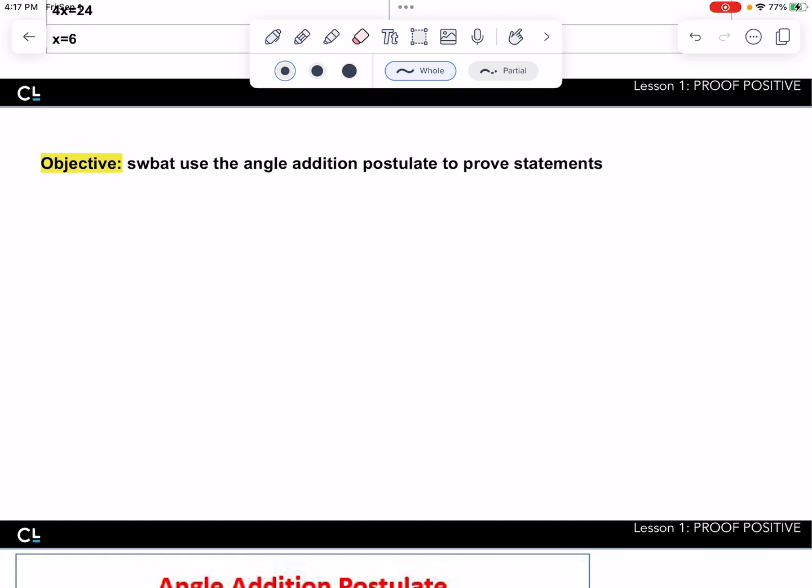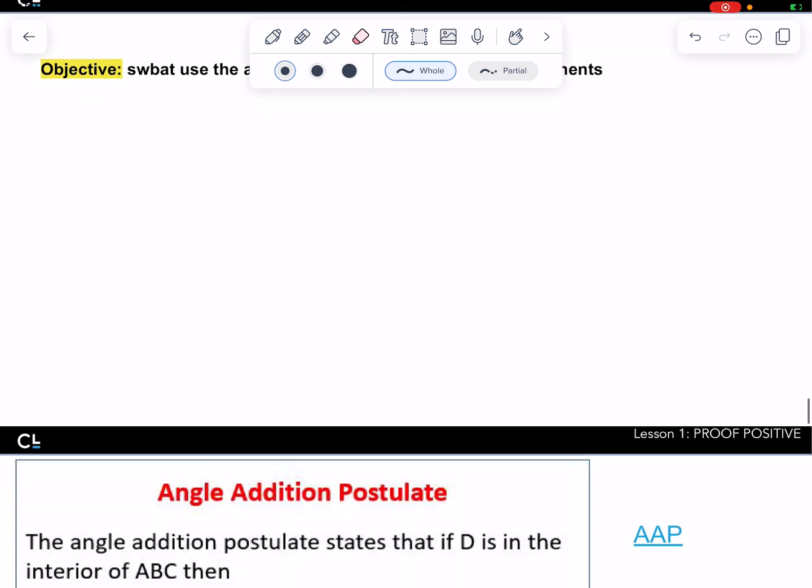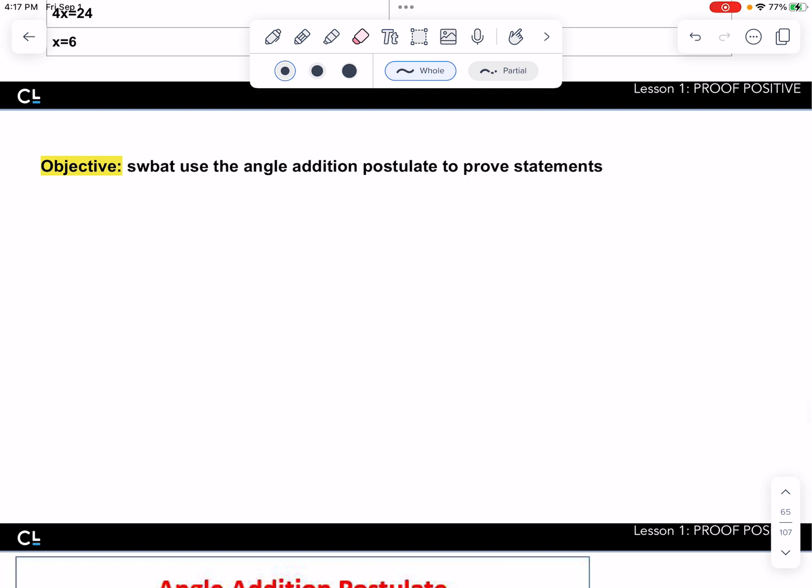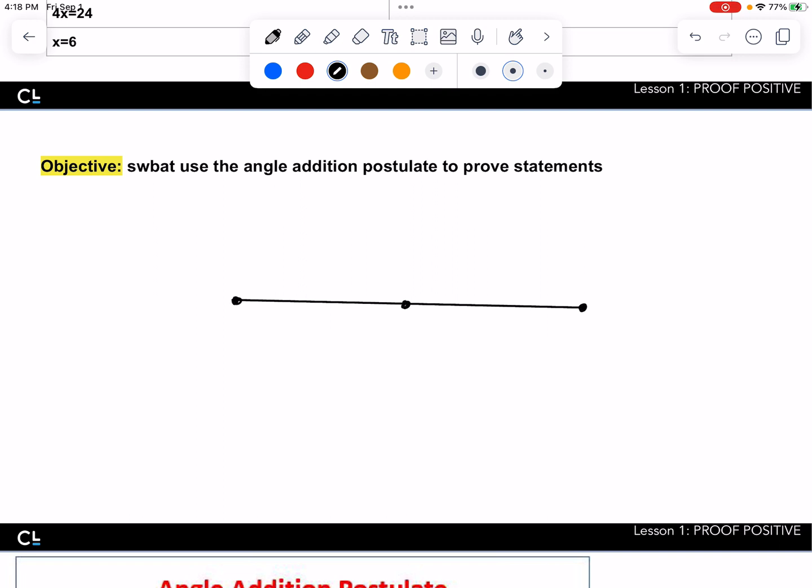Okay, welcome. In this video, we're going to learn about the angle addition postulate, and then we're going to use that to prove statements. Remember last time we talked about something called the segment addition postulate, which says that if I have a segment, say this is ABC, well, the whole segment, which is AC, right? If I took the measure of the whole segment, then it would have to be equal to the parts of the segment added up. That's what the segment addition postulate says, right?